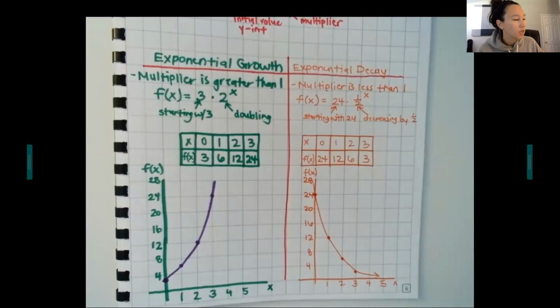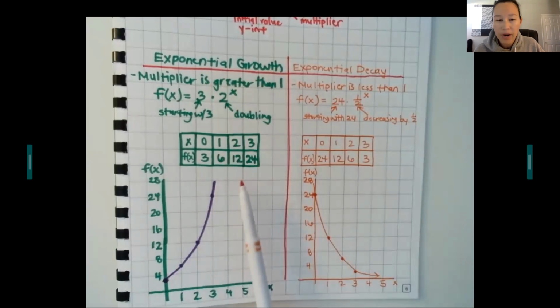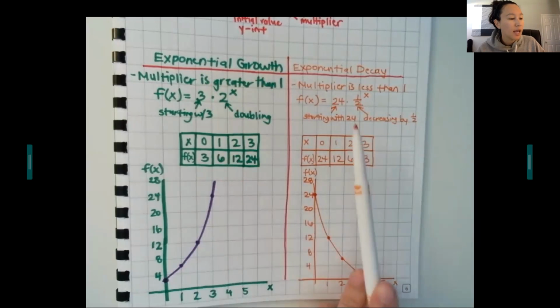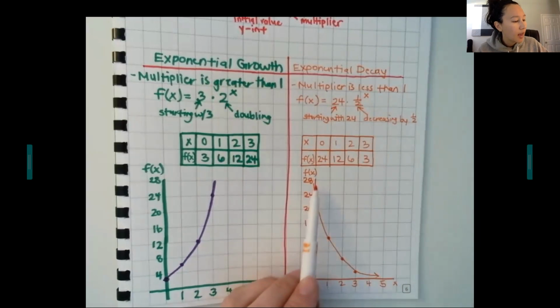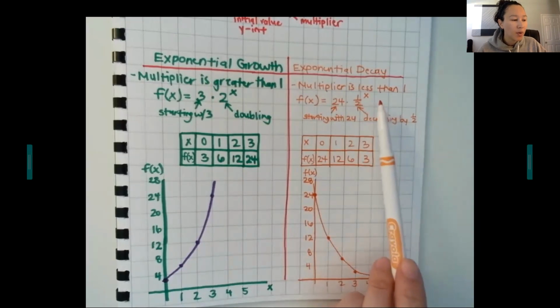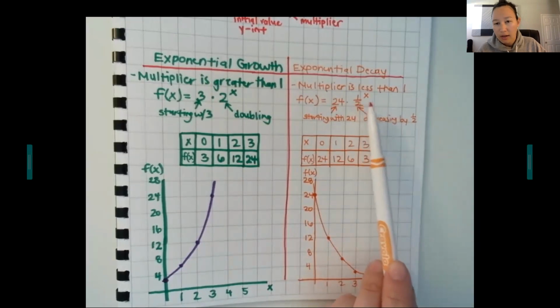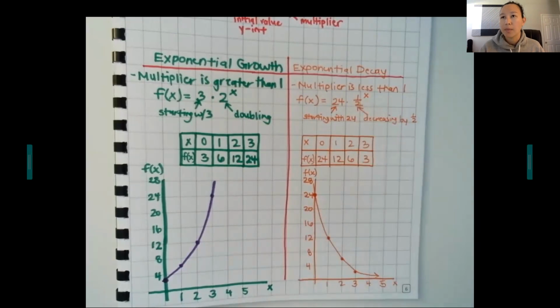Okay, and so the graphs look just like how they sound. So when it's exponential growth, it's going to grow. Your graph is going up. If it's exponential decay, when you think of decay, it's going down, and our graph goes down when it's exponential decay. So anytime you have a negative exponent or a fraction, that means your multiplier is less than 1, and so it's going to be exponential decay.